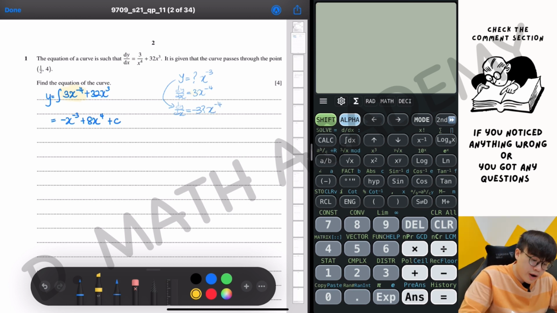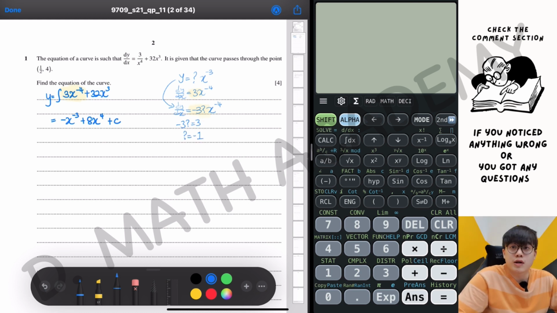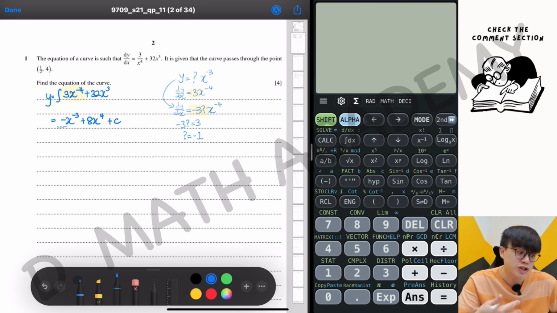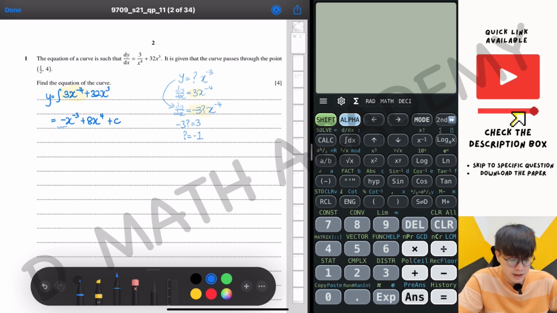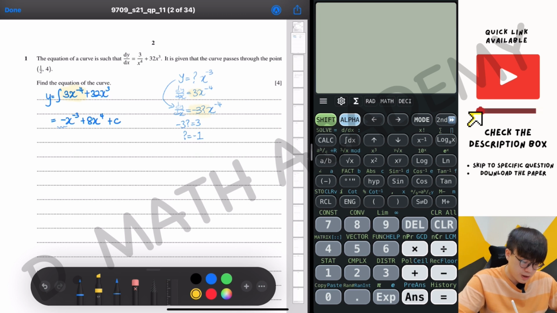So when you compare it accordingly, you will get negative 3 unknown equals 3. Unknown will be negative 1. For me on the side, I only included the negative because you don't actually have to mention that it is negative 1. The negative itself already represents it.